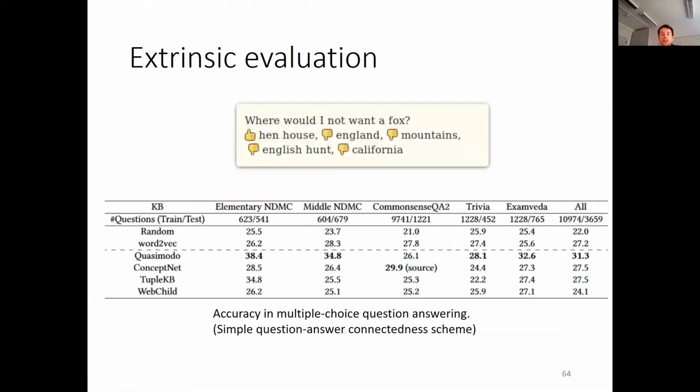There's also an extrinsic evaluation of the strengths of Quasimodo using a simple question answering setup where the connectedness in terms of statements between answer options and question is checked. So Quasimodo generally scores best among the structured resources here.